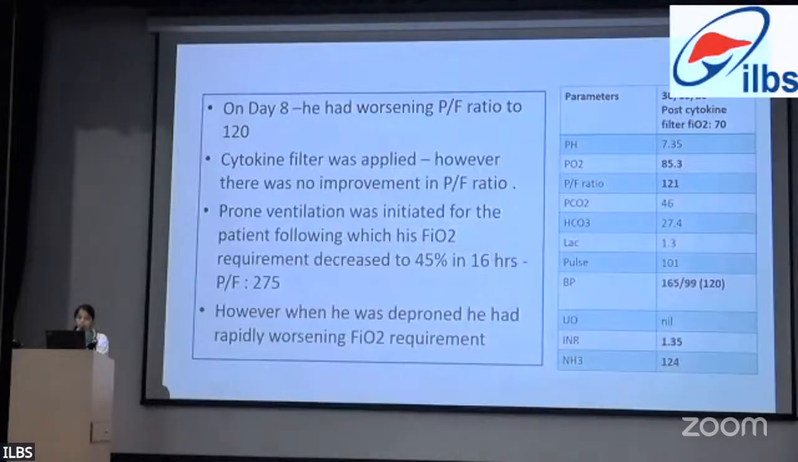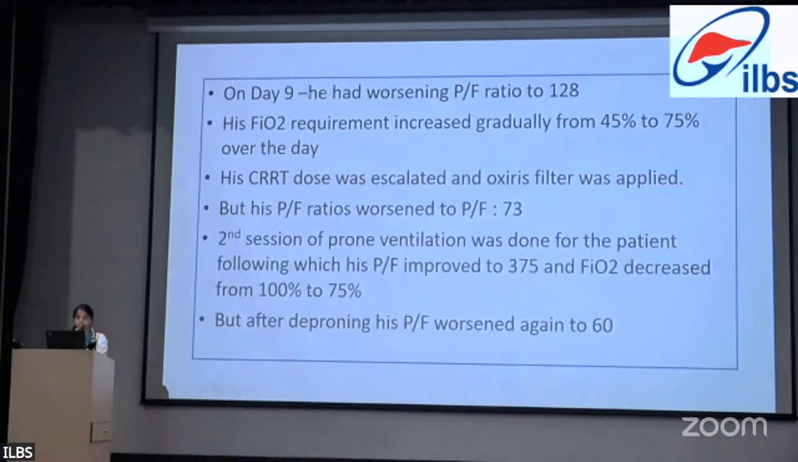following which his FiO2 requirement started to decrease, and it came down to 40-45% in the next 16 hours, and PF ratios were 275. However, when he was deproned, he had rapid worsening of FiO2 requirement. Day 9, his PF was 128, with FiO2 gradually increasing from 45% to 75% after deproning. CRRT dose was escalated, Oxiris filter was applied, but PF ratios still remained poor, 273.